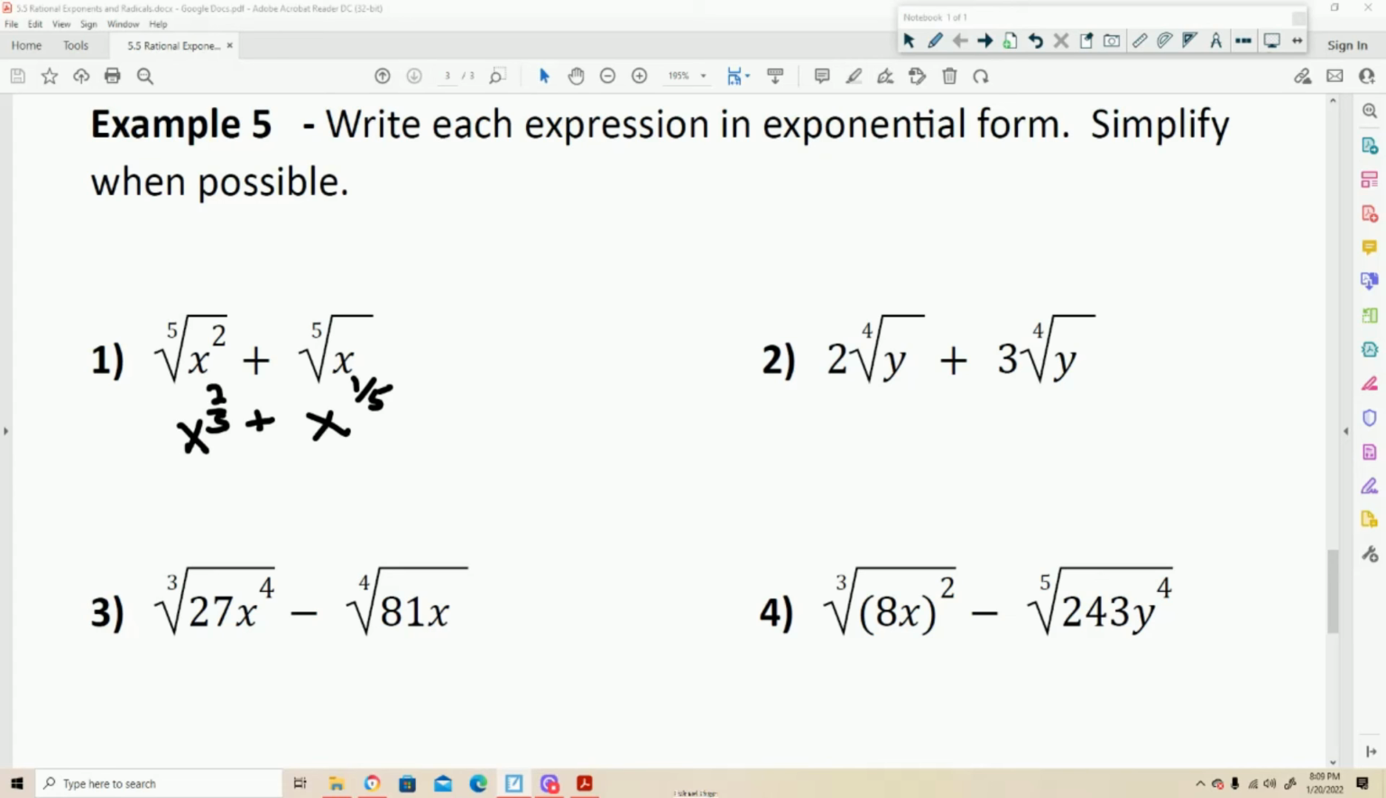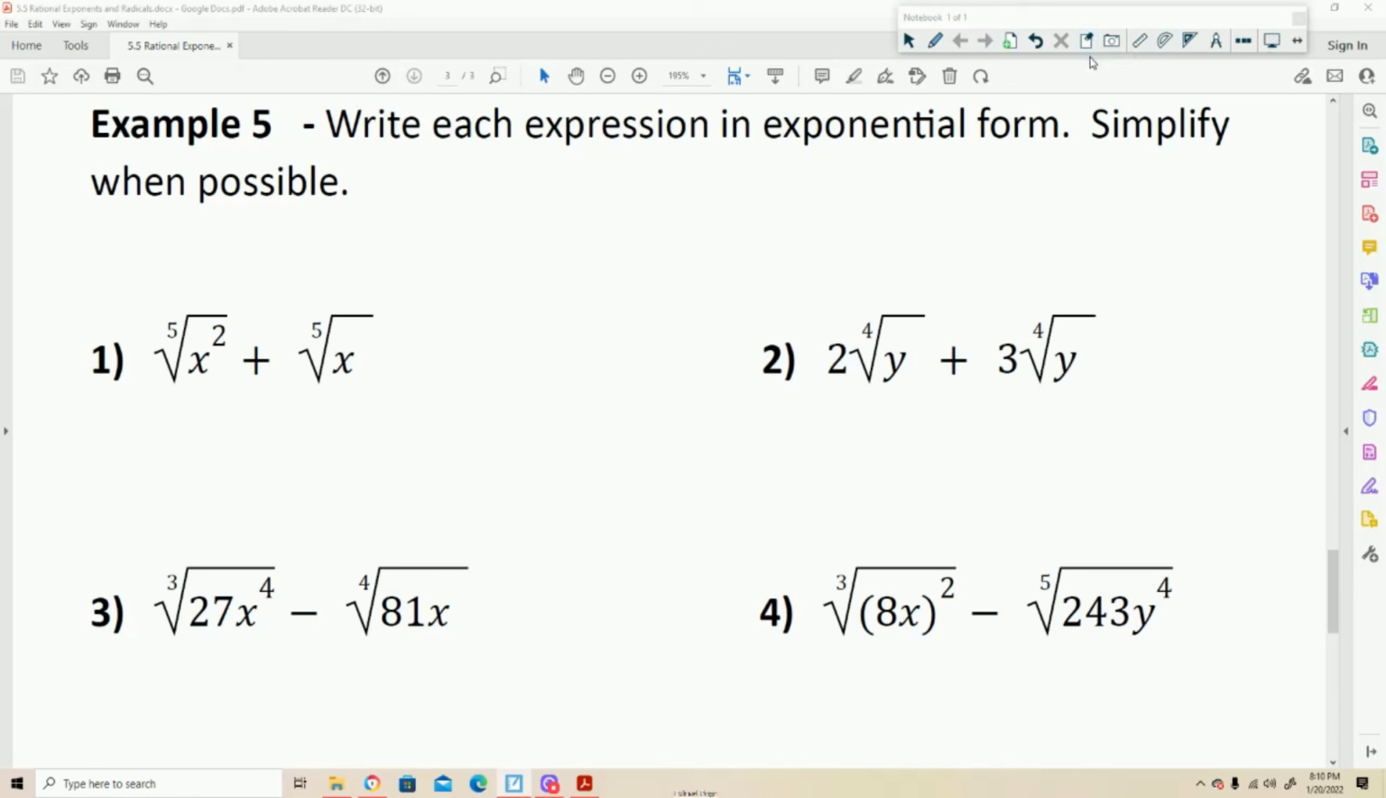Okay, moving on. Number 2, we're going to have 2y to the 1/4 plus 3y to the 1/4. Notice here, exponents are the same. Variables are the same. So y to the 1/4, y to the 1/4, these are like terms. I can add them. So I get 5y to the 1/4. Just add the coefficients when you add like terms.